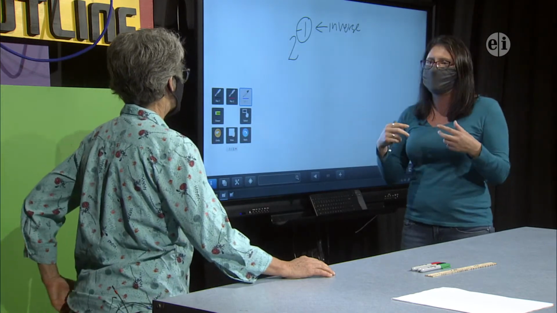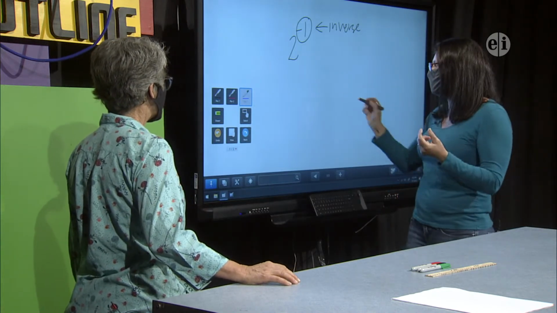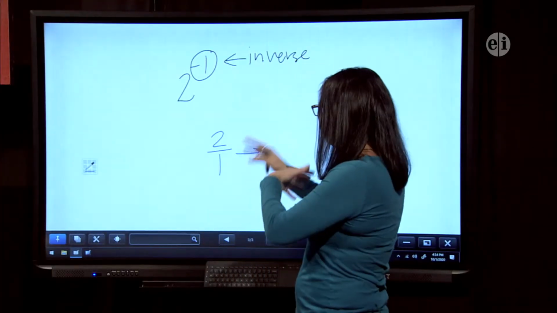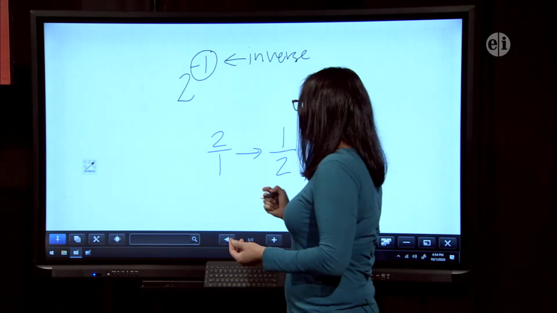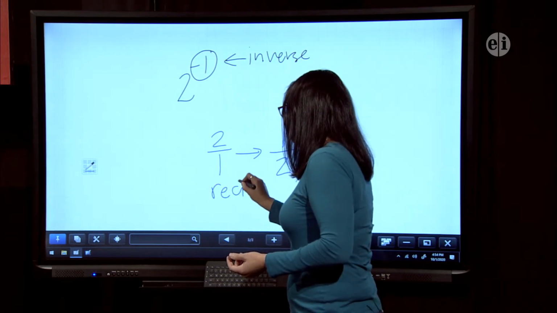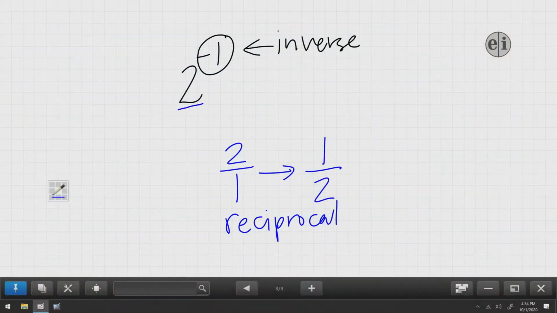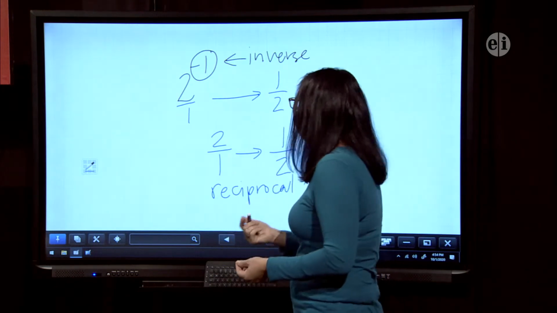So if I say hi to Pam and she says hi back, she's reciprocating my gesture. If 2 divides 1, how does 1 reciprocate 2? 1 divides 2. So if that means inverse, and in multiply-divide land, inverse means reciprocal, then what's the reciprocal of 2/1? 1/2. Yeah. And it looks like this scary thing, like 2 to the -1, but it's just telling you to do the reciprocal of 2/1.